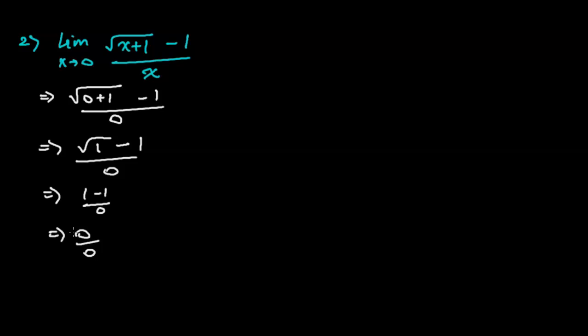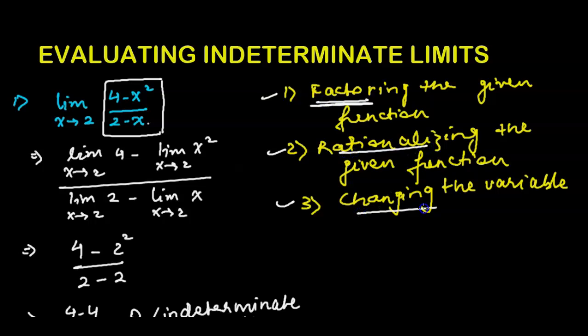So one of the three options, factoring, rationalizing, or changing the variable, is going to be used to simplify this particular expression. In this case, because we have a radical, rationalizing is the best option. We can do factoring for radicals, but it's a complicated process. We always try to rationalize whenever we see a radical. Now let's understand how to rationalize a given function.